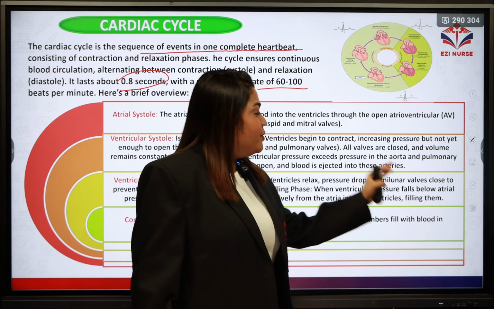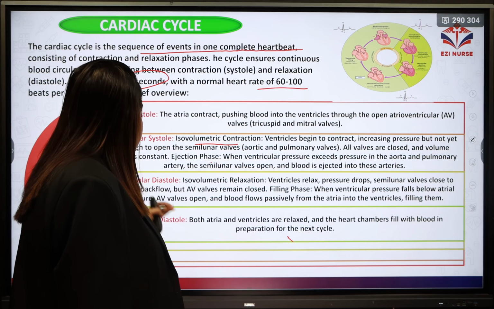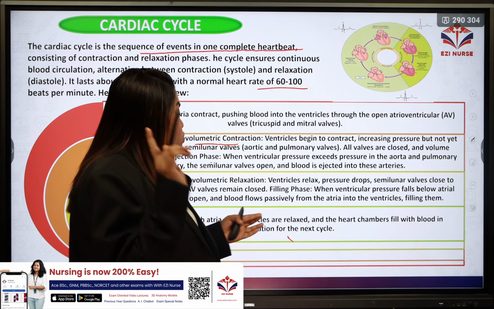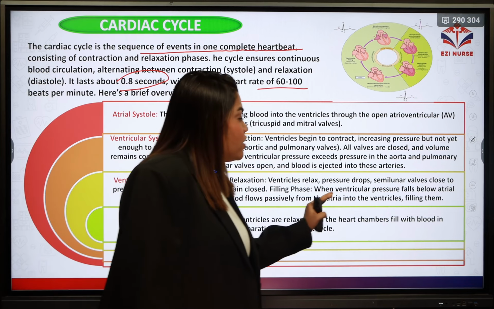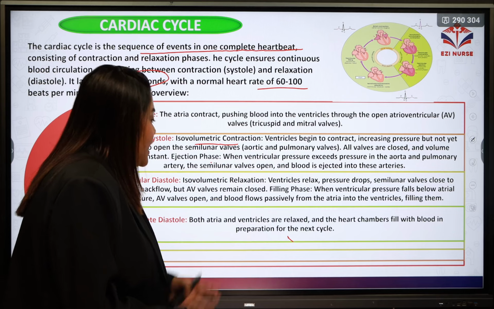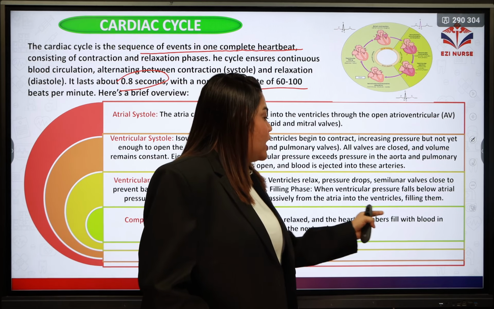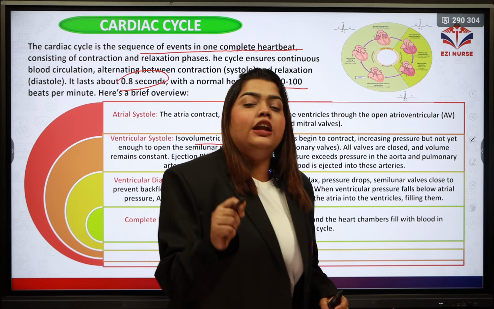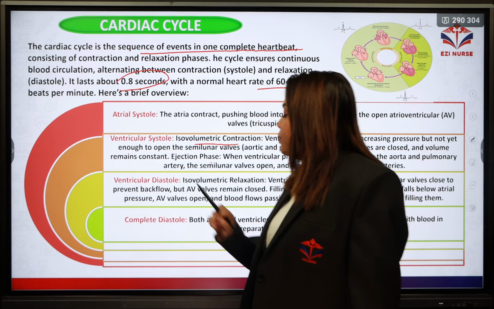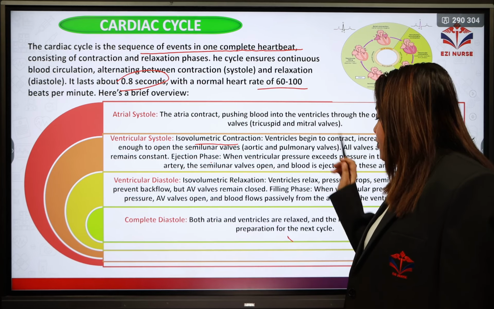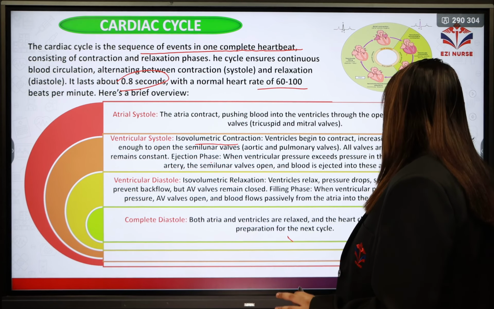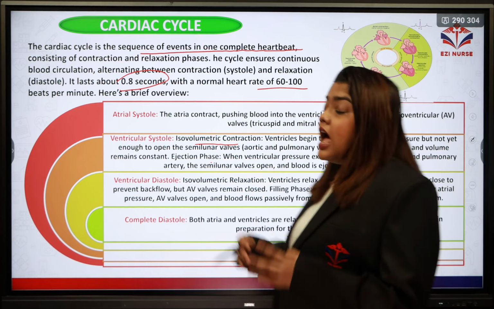The blood pressure which was created in the arteries will be reduced, and the semilunar valves will close to prevent the backflow, but the atrioventricular valves will remain closed. Then in the filling phase, when the ventricular pressure falls below the atrial pressure, the AV valves will open and the blood will passively flow from the atria to the ventricles, filling them, and it will go to the whole body, carrying the oxygen. Then complete diastole, in which both the atria and ventricles are in the relaxed phase, and the heart chambers fill with blood in preparation for the next cycle.